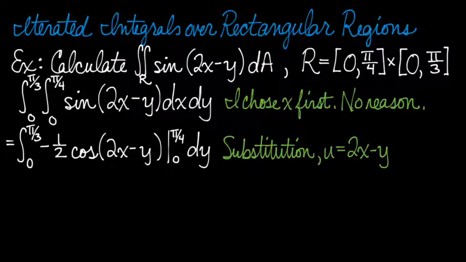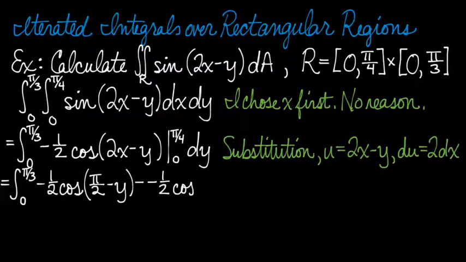Something slightly tricky is that to find du, you need to take the derivative with respect to x. Everything is with respect to x right now. And that means that du is equal to 2 times dx. That y is being treated like a number. So I do that substitution, I find the antiderivative, and I get a cosine function when I'm done. And I can make those substitutions of pi over 4 and 0 for x, and I get this function. It's an integral with respect to y now.